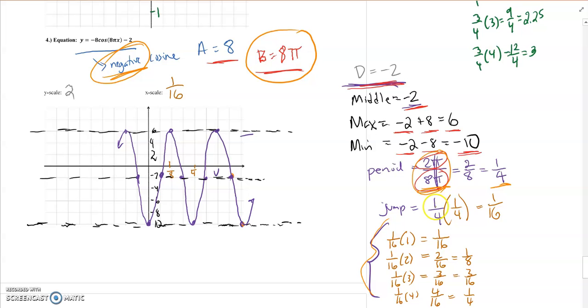Now to find the jump, you take 1/4 and multiply it by 1/4, which is 1/16. And then you perform the same math you always do to get the tick marks.